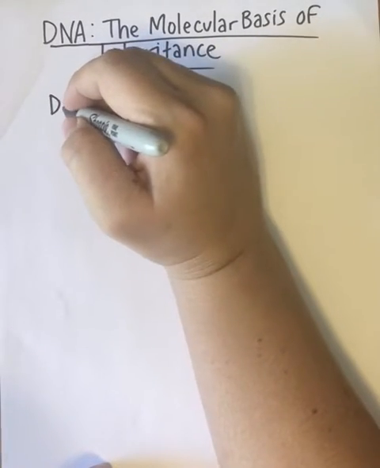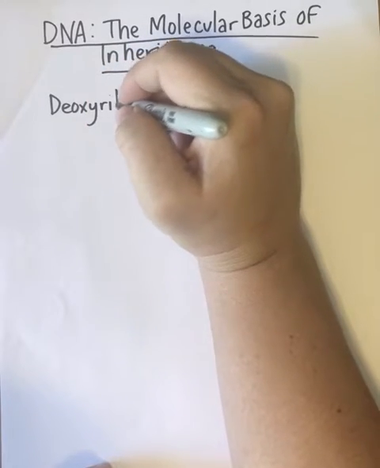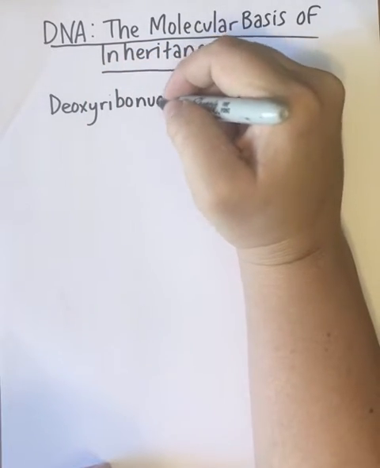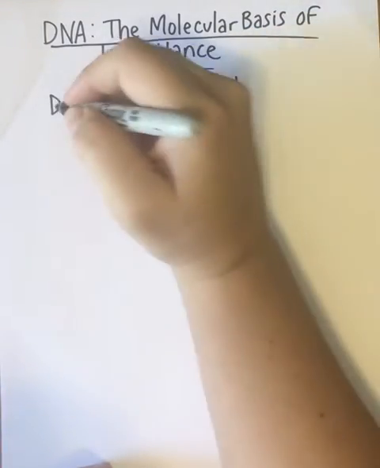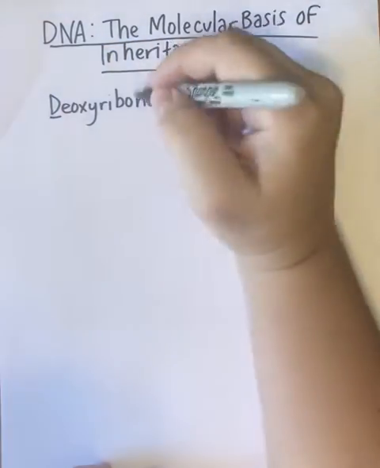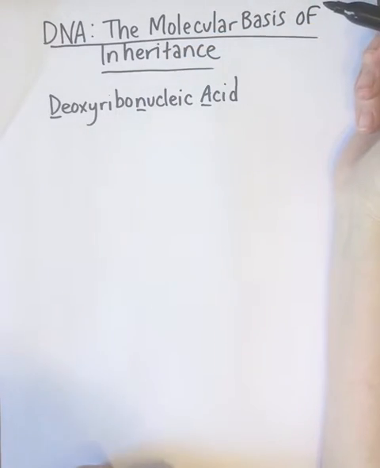I'm going to talk about DNA. When you talk about DNA, DNA stands for deoxyribonucleic acid. D is for the sugar, N is for nucleic, and A is for acid.